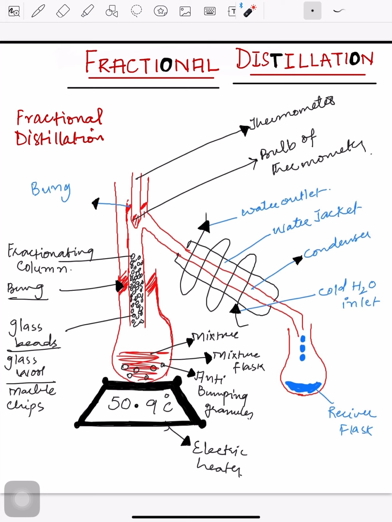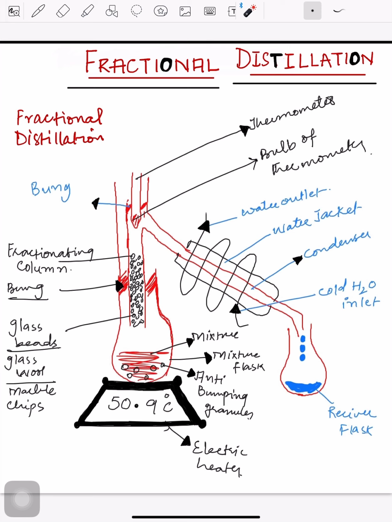So fractional distillation is the basis for the separation of air components and for the separation of petroleum components. And I have told you the physical property on which it is based. It is called boiling point.